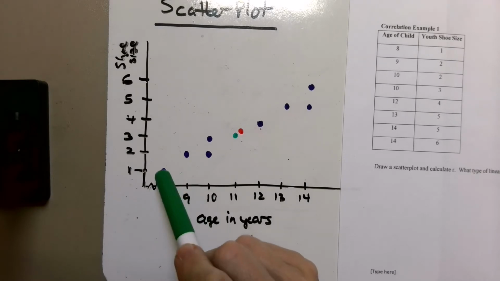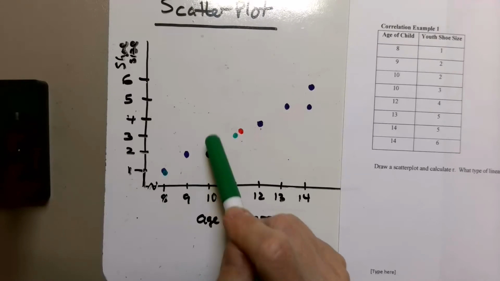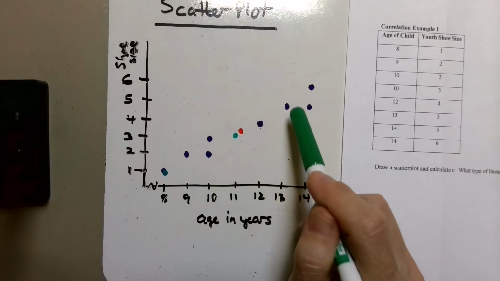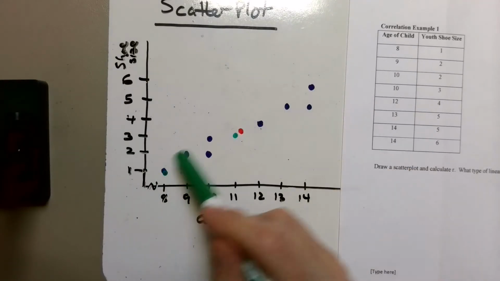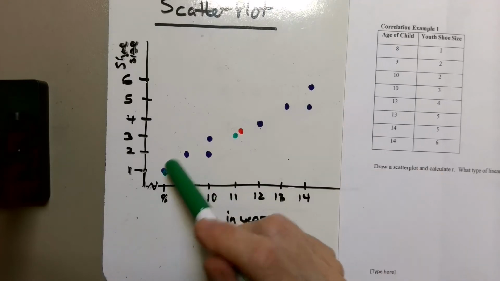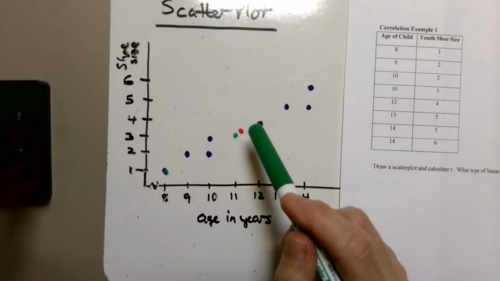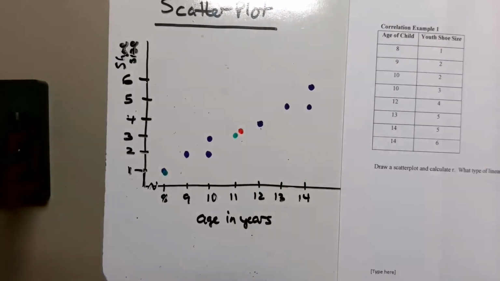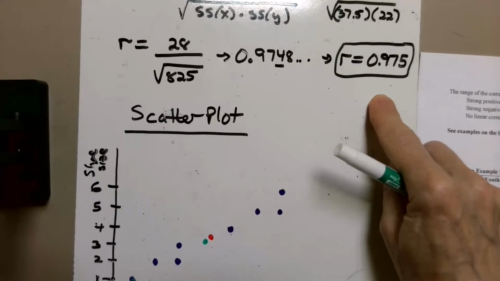So if I plot 8, 1 in purple here, 9, 2, 10, 2, 10, 3, 12, 4, 13, 5, 14, 5, and 14, 6. The ones in purple, there's my scatter plot. And you can see it's a pretty linear correlation if you look at those purple dots. It's pretty close to a straight line positive linear correlation, which then backs up the fact that we calculated our R value to be very close to +1, 0.975.